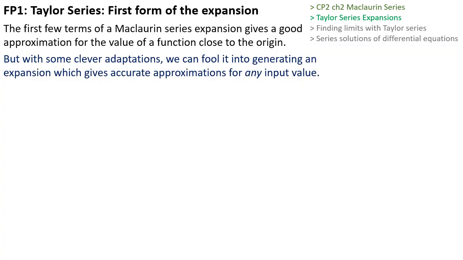We know that Maclaurin series gives a good approximation for the value of a function when we're close to the origin, close to x equals 0, but we can apply some clever adaptations and trick it into giving us an approximation which is accurate close to whatever input value we particularly care about. Let's see what that's going to look like. See if we can find a Taylor series expansion for the function f of x when x equals a, so any value that we are interested in.